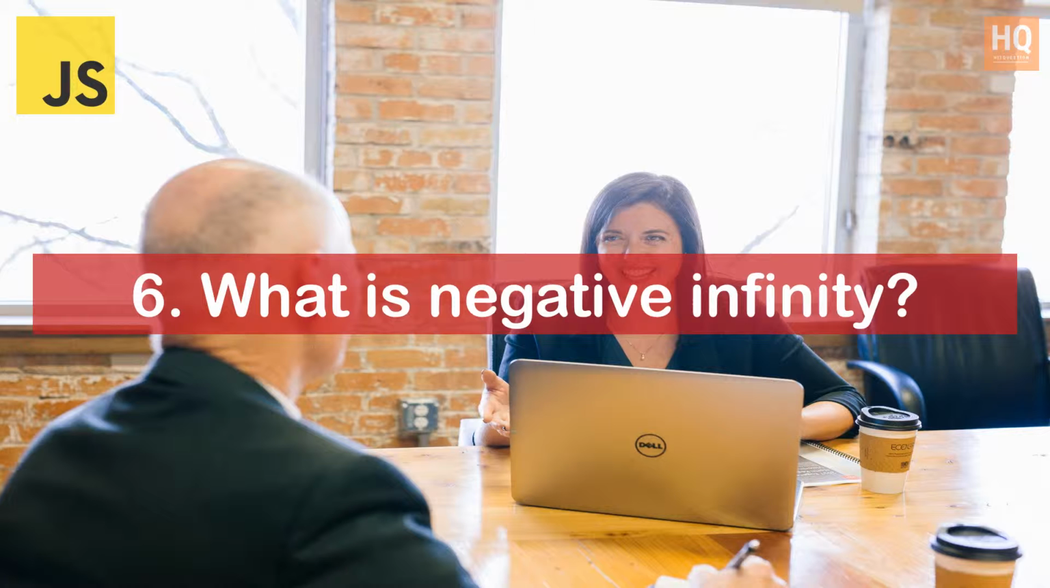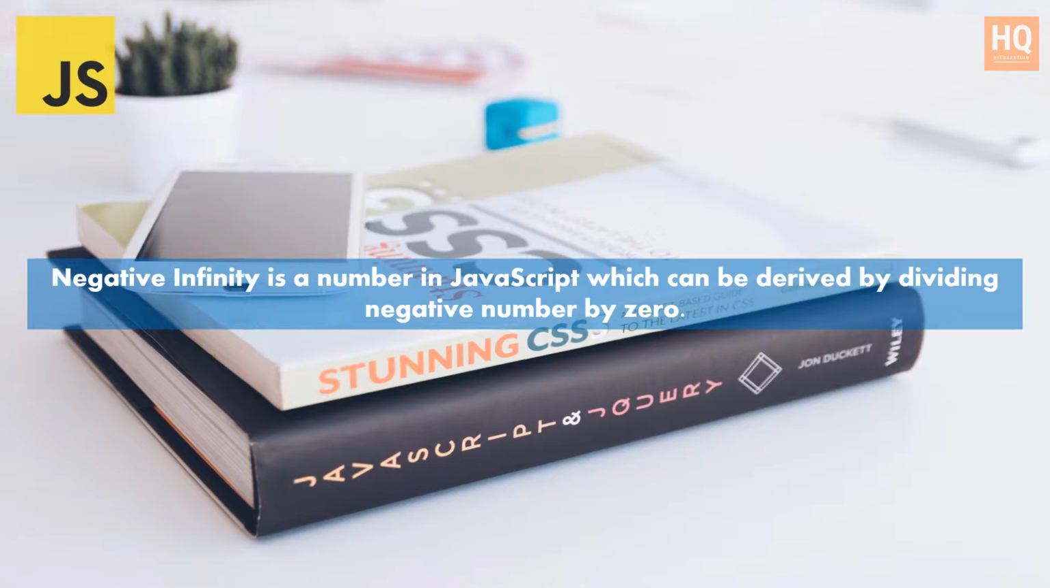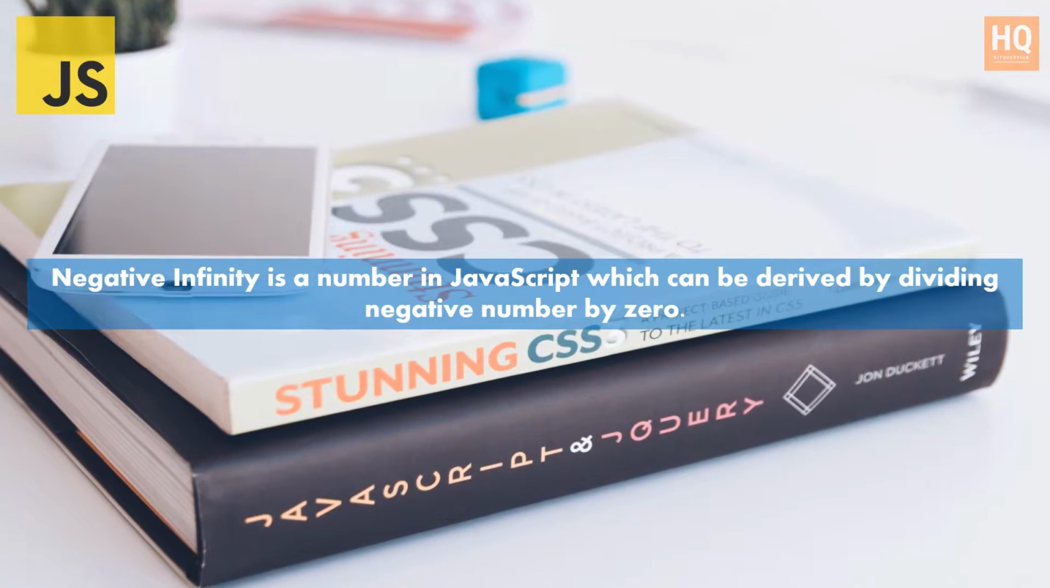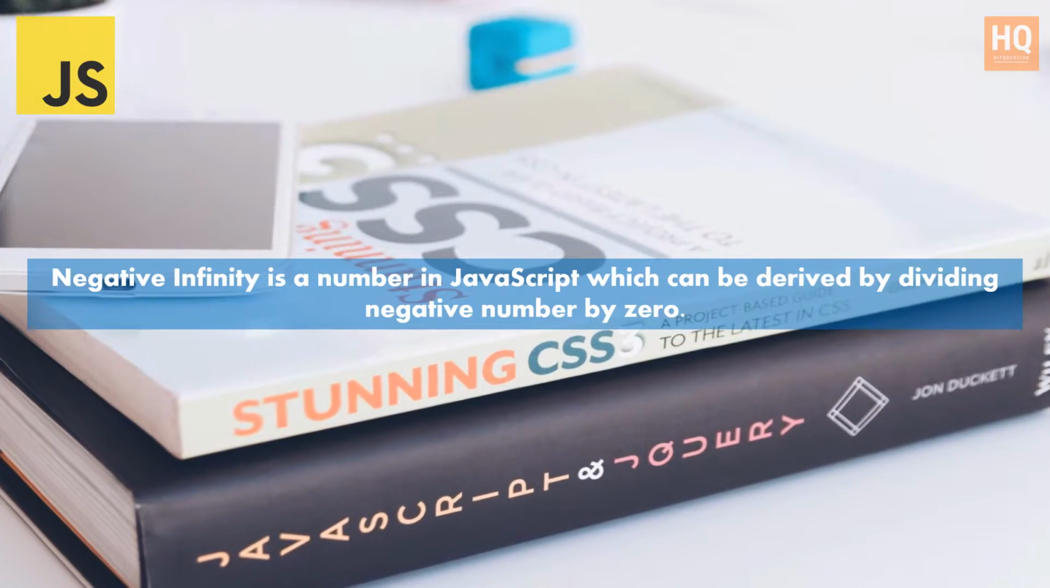What is negative infinity? Negative infinity is a number in JavaScript which can be derived by dividing a negative number by 0.